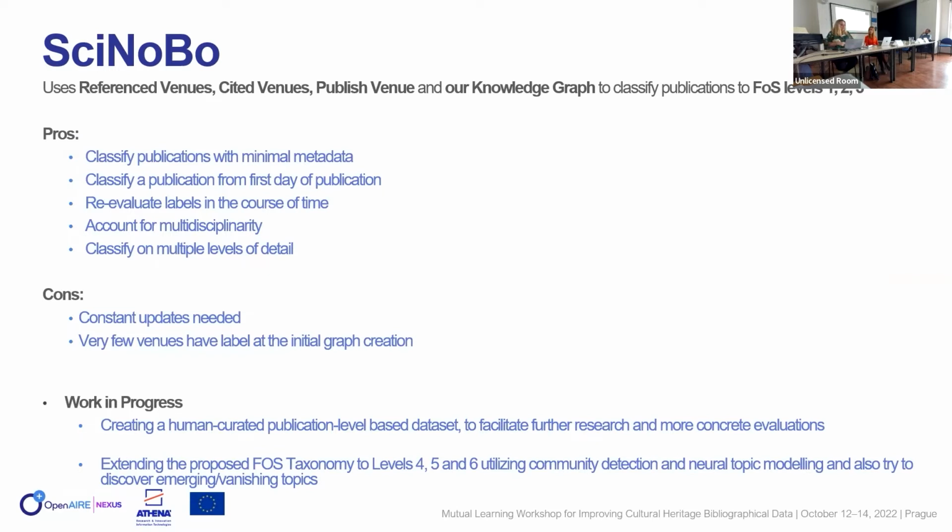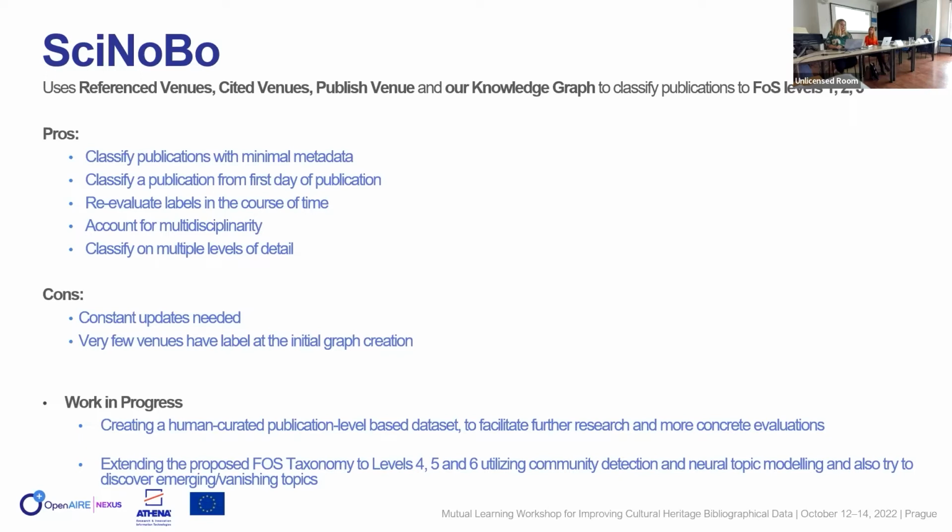Okay? What are the pros of this approach? Well, you need very little metadata, so just reference the citations and where it's published. You can classify a publication immediately from the first day it's published. You can reevaluate the labels in the course of time as more information or human curation enters. It accounts for multidisciplinarity, so there's actually quite a few venues that we find are attached to different FOS levels, which is great. And you can classify in multiple levels of detail, so very high level, FOS 1 down to FOS 3.